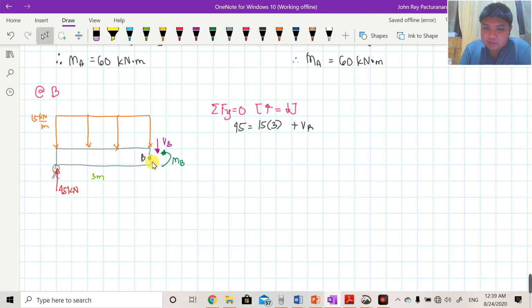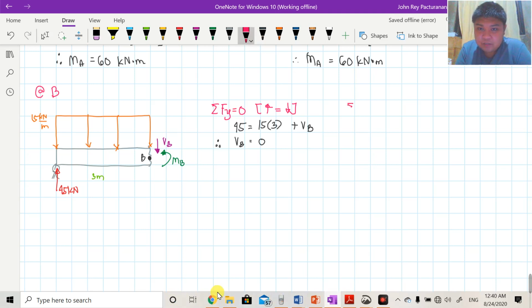So, therefore, ang mangyayari, class, yung magiging shear at B natin, kung papansinin nyo, ay 15 times 3 is 45, di ba? So, pag nilipat mo, 45 minus 45, malamang 0 na to. So, wala na siyang unit, class. Di ba? So, 45 minus 45 is 0.